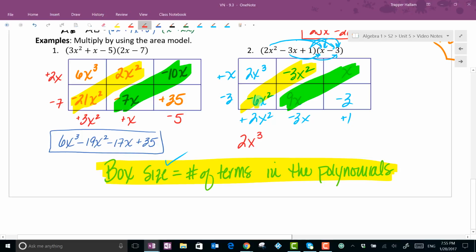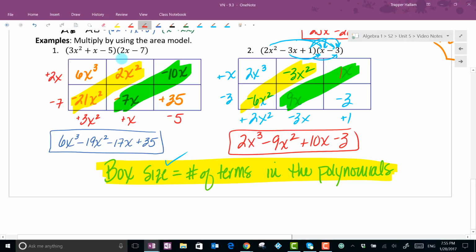Then I'm going to combine these, which is going to give me a negative 6x squared and a negative 3x squared. So I'm just going to combine the coefficients. Two negatives make a more negative value. So I'm going to get negative 9x squared. 9x and a 1x is going to give me a 10x and a negative 3. And that's going to be the polynomial that comes from the trinomial being multiplied by that binomial.